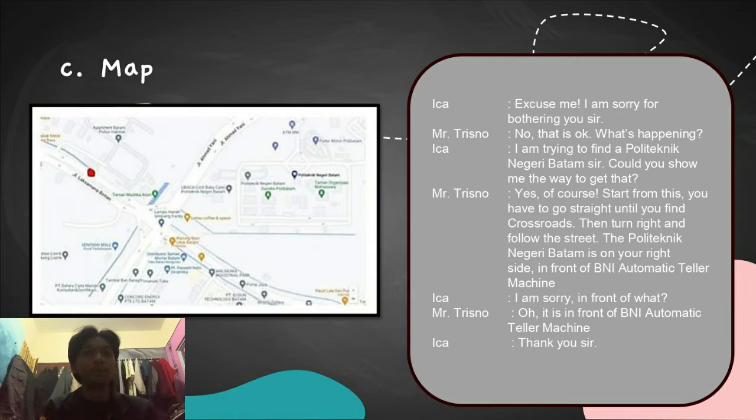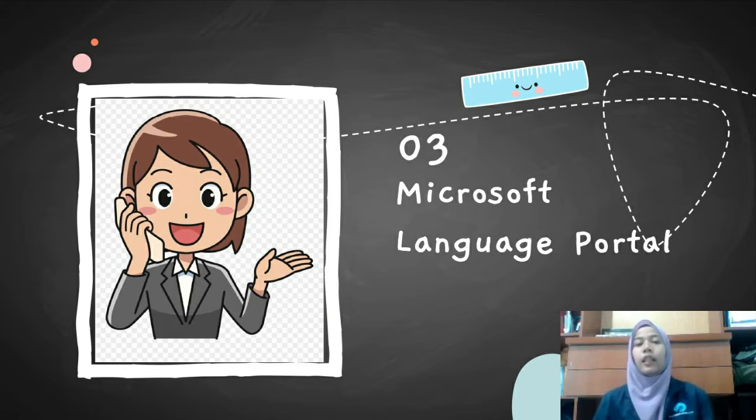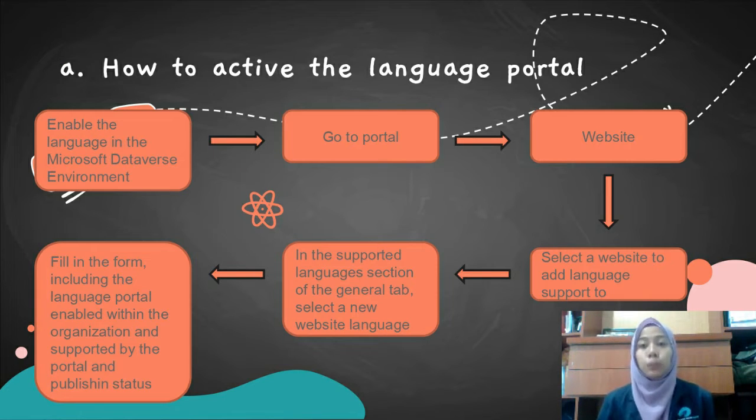So this is an example from maps. And we have a photo or map, an example map of how to get to Polytechnic Negeri Batam. Okay, next, about the Microsoft Language Portal. A. How to activate the language portal.